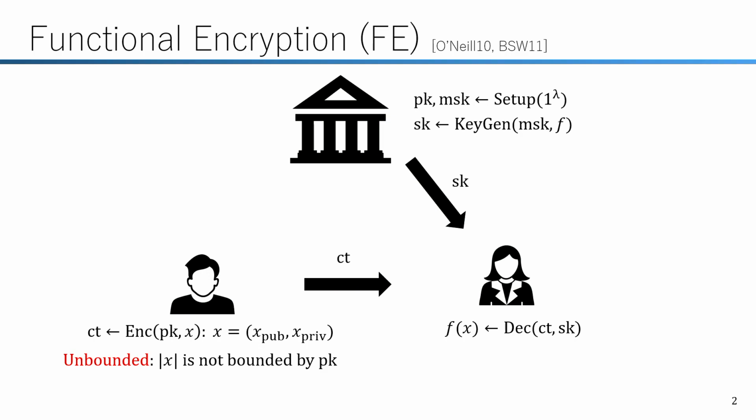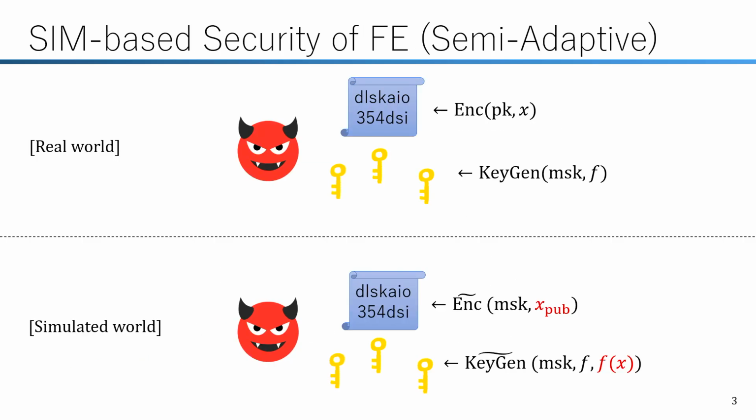In this work, I will consider the notion of unbounded, which says that the message size to be encrypted is not bounded by the public key. We also consider simulation-based security. It basically says that the actual ciphertext and secret keys can be simulated by only using the information that the adversary is supposed to learn.